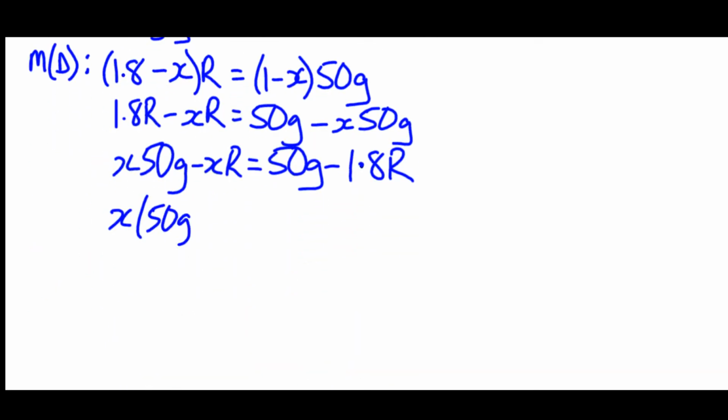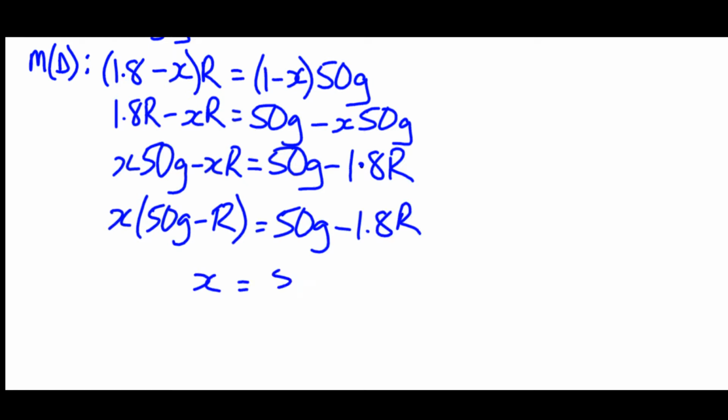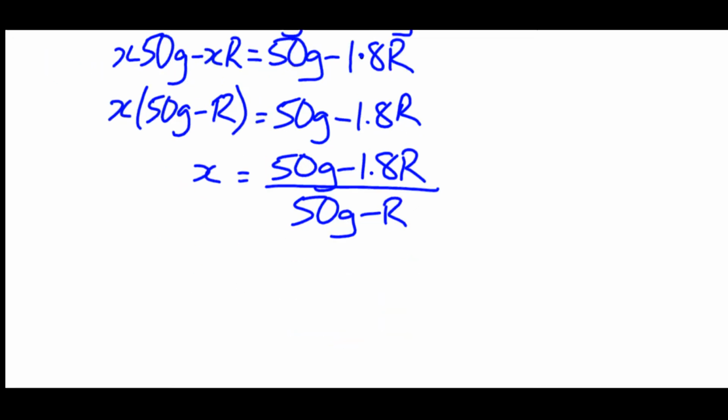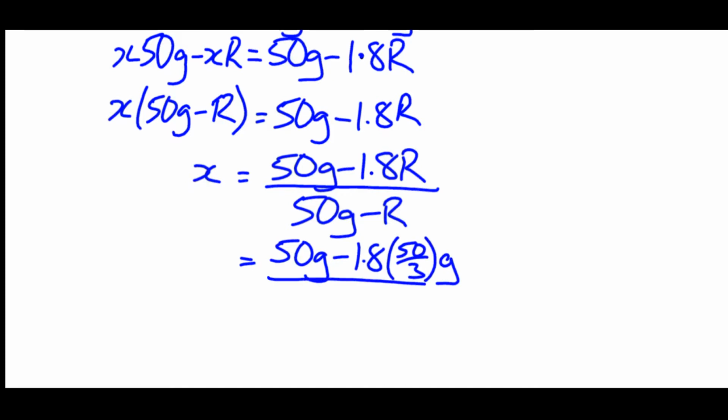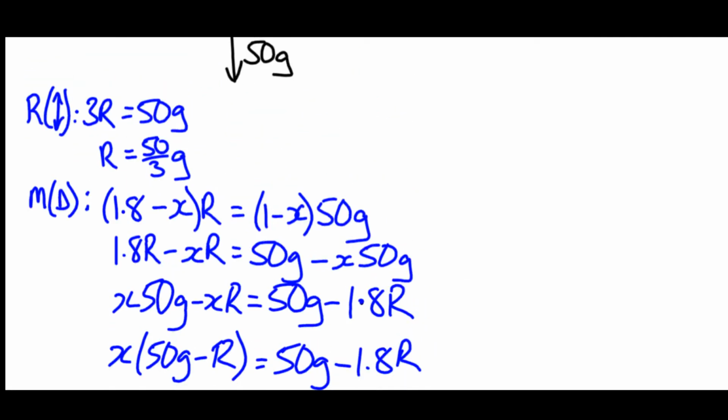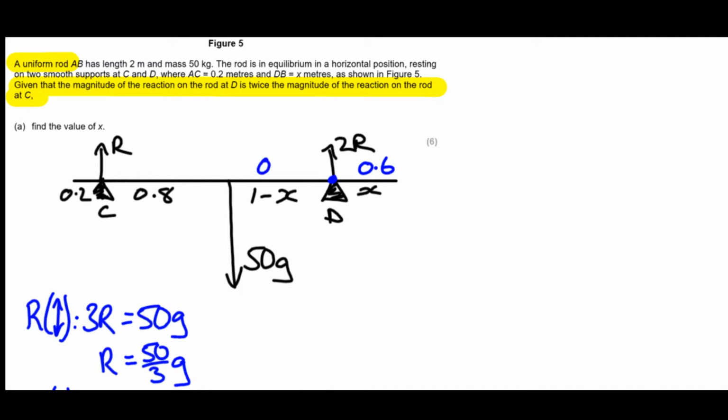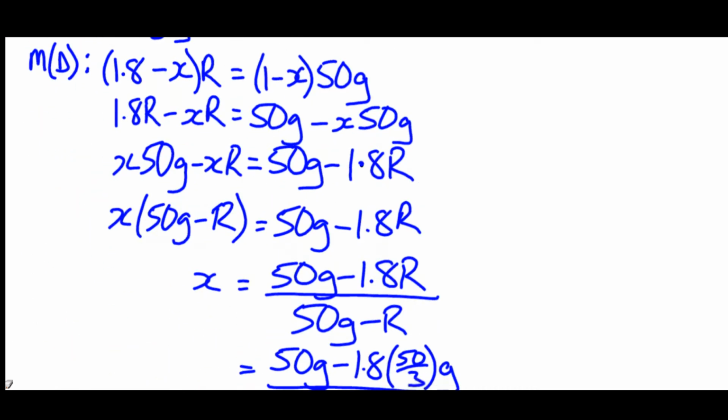Okay, so next we'll factorize out the x. And it's just one more step. x equals 50G minus 1.8R all over 50G minus R. Now, we did find an expression for R earlier when we resolved vertically, and I can just substitute that in now, and then I'll be ready to punch these values into the calculator. It's an answer of 0.6. x is 0.6 meters. So if you like, we can come back up and just add that to the diagram, and we know all of those lengths. Okay, moving on to part B.